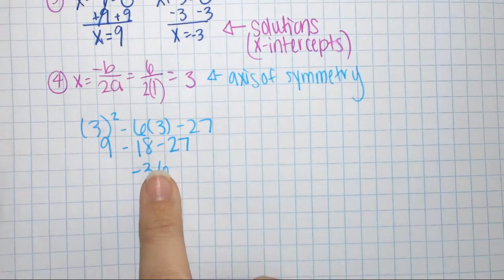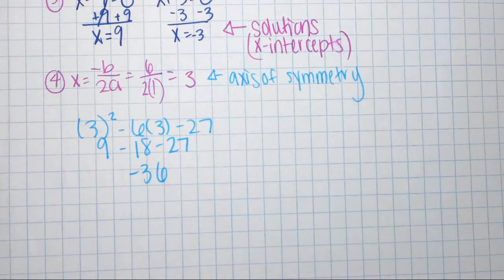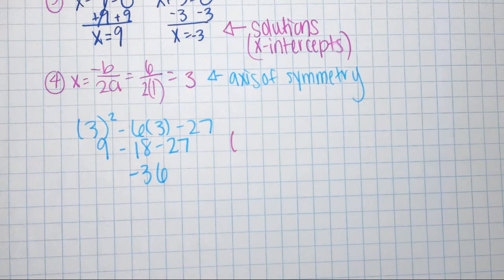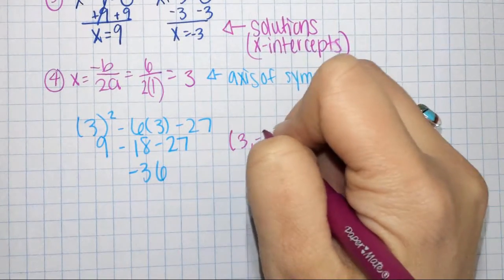And then this is the y value of our vertex. So how do I write my vertex? 3, negative 36. Yes, take a point.